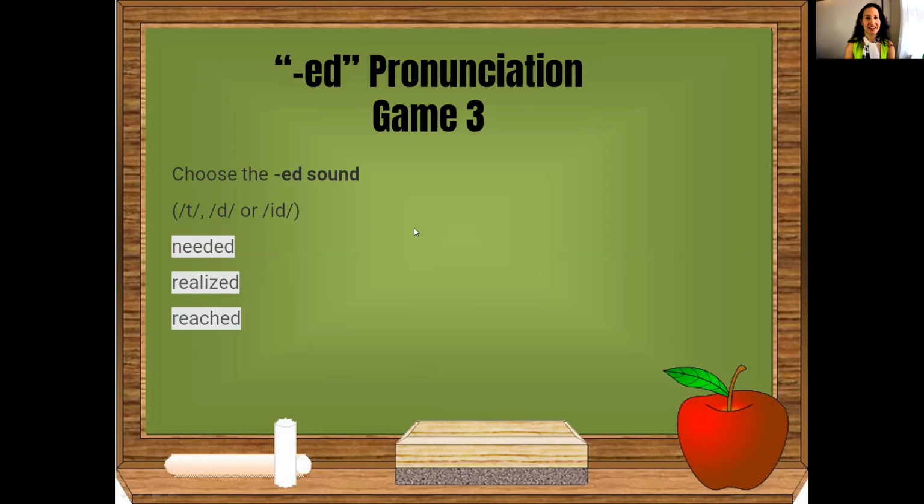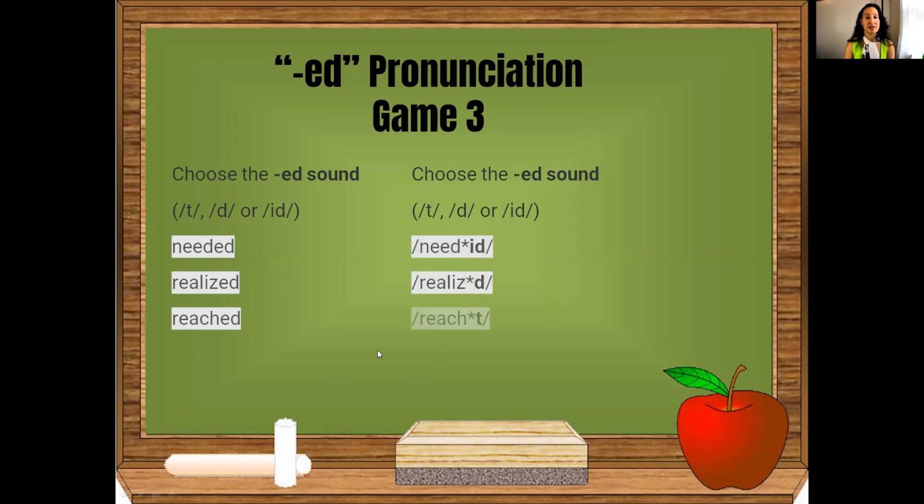Okay, let's see. You get it? Everyone ready? I think you're getting the hang of it. Needed, need-id, 2 sounds, 2 syllables. Needed, realized. Is that 1 syllable or 2 syllables? Realized. So it's 2 syllables, but not an extra syllable or another sound, okay? Reached, reached. Is that 1 syllable or 2 syllables? And is it an extra sound? 1 sound, 1 syllable, okay?